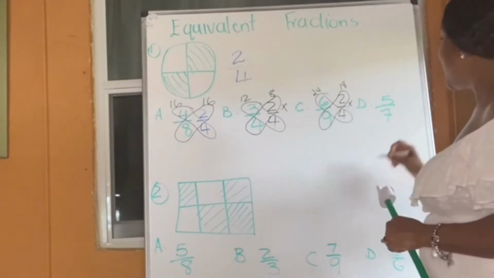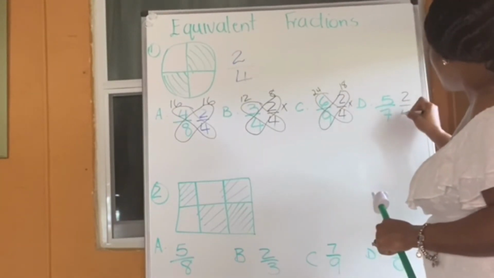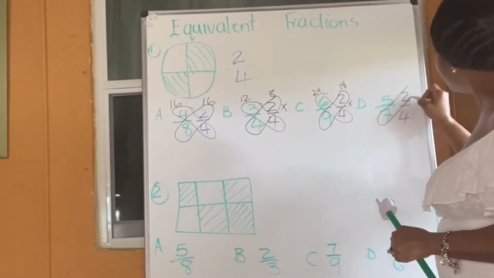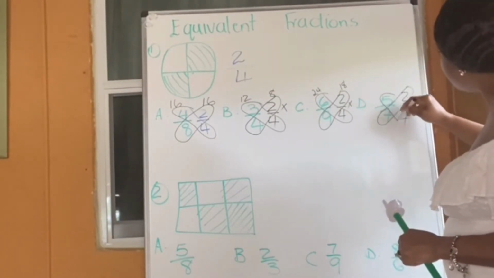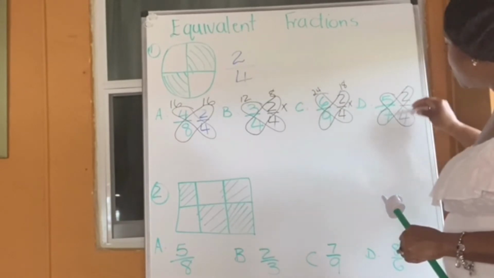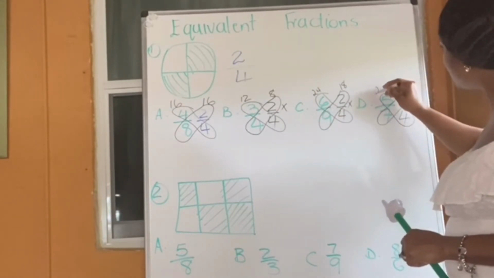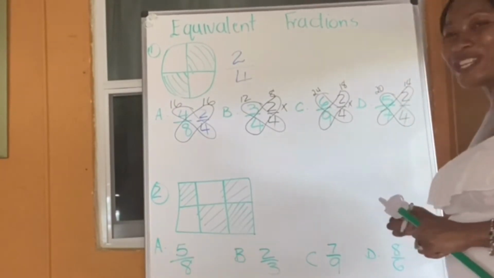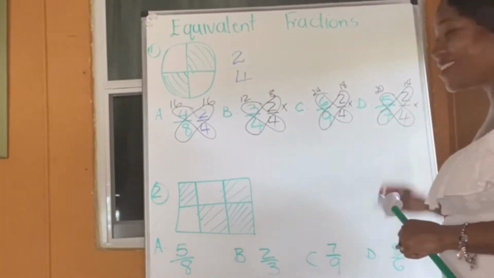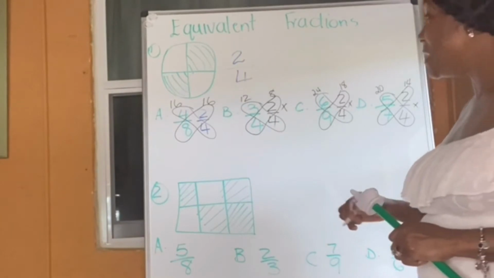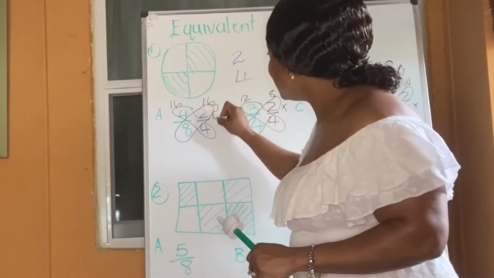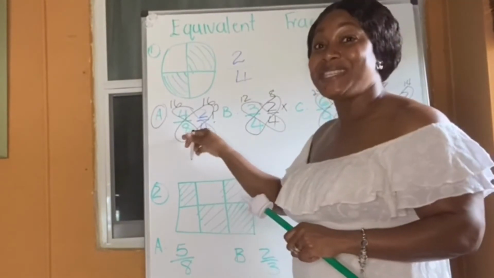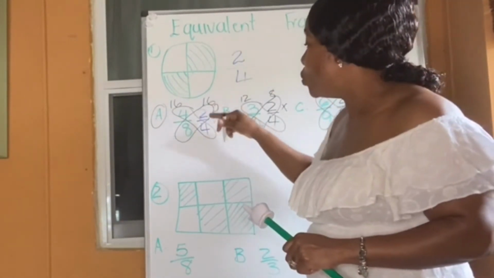Last one. So again, I'm putting my 2/4, and I'm going to cross multiply. So it's 2 times 7 and 5 times 4. So 5 times 4, that's 20, and 2 times 7, that's 14. Again, they are different. It simply means that the answer is A. So 4/8 is equivalent to 2/4.